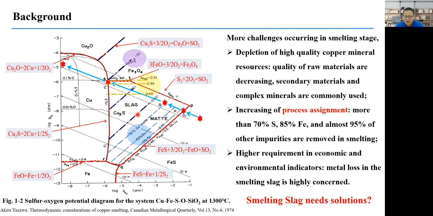More challenges are occurring in the smelting stage, especially when we are trying to increase matte grade in this stage from this star to this star. So the challenges are, first of all, the depletion of high quality copper mineral resources. And the copper content and the sulfur content in the copper concentrate are decreasing all the time. And the qualities are decreasing. So secondary materials and low quality copper concentrate are used nowadays. When we are using low quality copper concentrate, a larger amount of smelting slag will be produced.